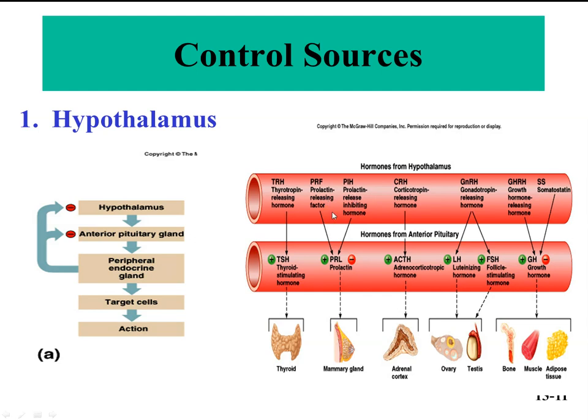Now it's sort of like, remember when we talked about the excitatory and inhibitory neurotransmitters? Well, these hormones are chemicals that either will stimulate the anterior pituitary to release a particular hormone, or inhibit it. The hypothalamus releases a hormone that inhibits the production of that particular hormone. So that's from the hypothalamus to the anterior pituitary.